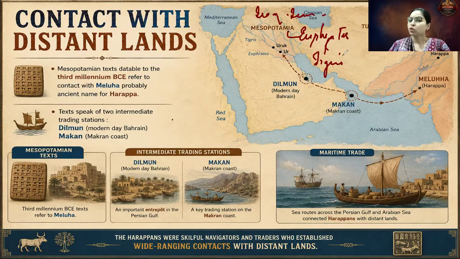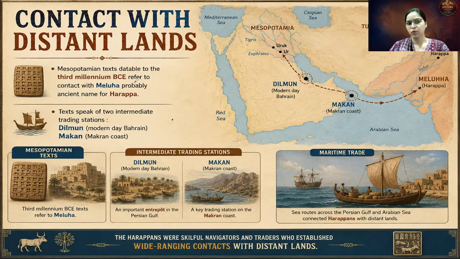So Mesopotamian people and the Harappans were in contact with each other. Can we confirm this? Harappan script is not yet decoded, but the script of Mesopotamian civilization is deciphered. So there are inscriptions from this civilization dating to around 3000 BCE, which hint towards a contact of Harappan people and the people of Mesopotamia. It mentions that the people of Mesopotamia were in contact with the people of Meluhha.